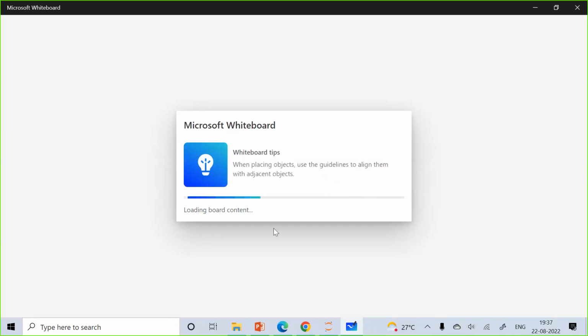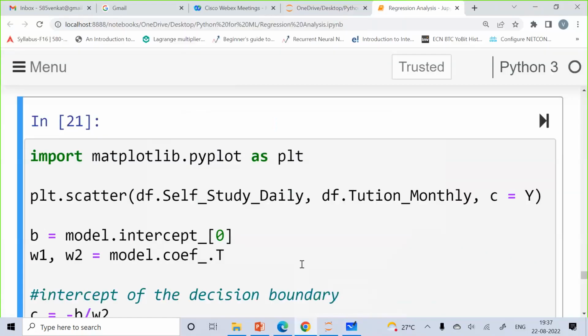It's taking time. I should have opted for the new board. Okay, by the time it gets open, let us go through the code once, and after demonstration, I'll again run.